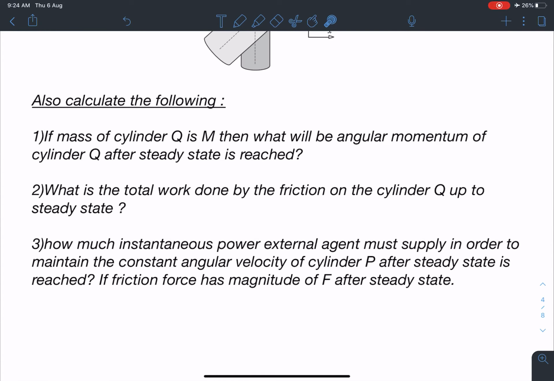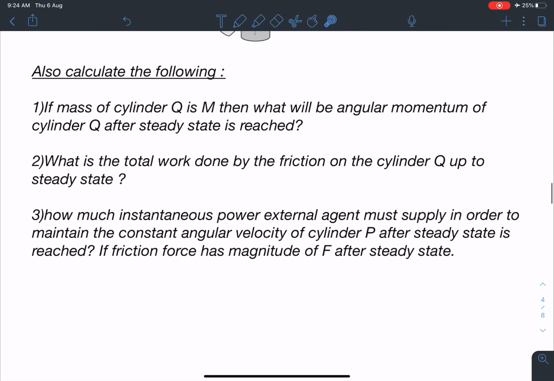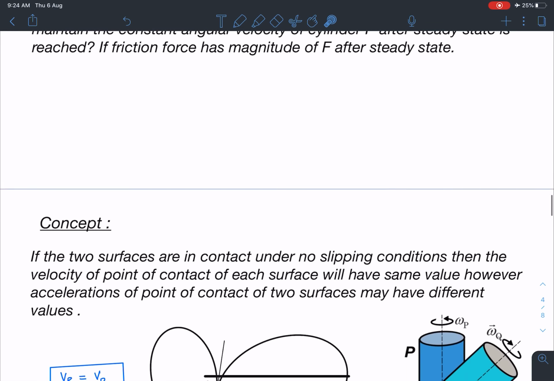That is, if mass of cylinder Q is m, then what will be the angular momentum of cylinder Q after steady state is reached? Second is, what is the total work done by the friction on the cylinder Q up to steady state? And third is, how much instantaneous power must the external agent supply in order to maintain the constant angular velocity of cylinder P after steady state is reached, if the friction force has a magnitude of F after the steady state. So let's discuss the angular momentum part.